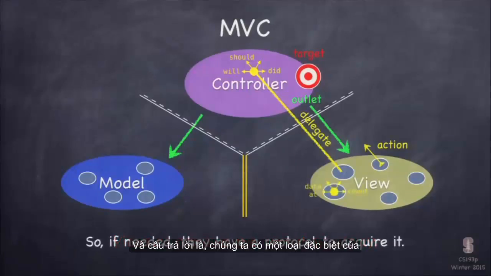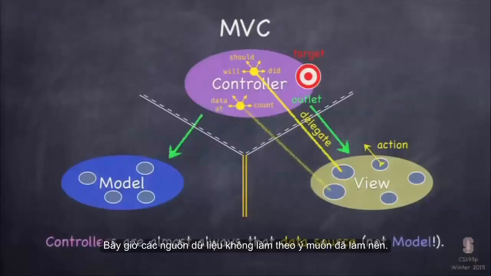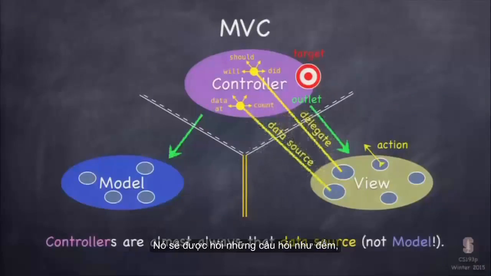And the answer is we have another special kind of delegate, which we call a data source. Now, the data source doesn't do the will, did, should. It's going to be asking questions like count, like how many songs are there? And the controller looks in the model, 10,000. Responds to the view. There's 10,000. The view makes space internally for 10,000 things. It doesn't know what they are. It moves the scroll bar indicator a little bit so that you know where it is.